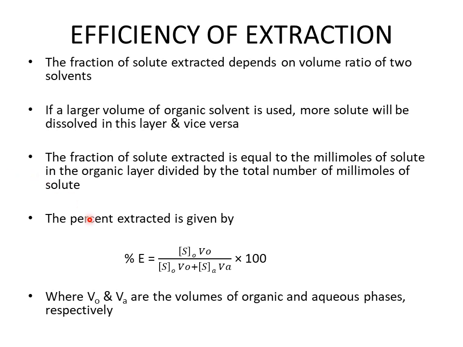And the percent extraction can be calculated as the concentration of solute in the organic layer times the volume of the organic layer, divided by the concentration of solute in the organic layer times the volume of the organic layer plus the concentration of solute in the aqueous layer times the volume of the aqueous phase, multiplied by 100. In this way the extraction percentage can be calculated, where Vo and Va are the volumes of the organic and aqueous phases respectively.